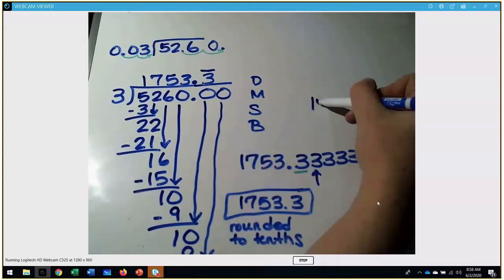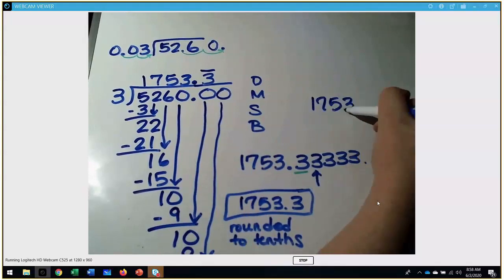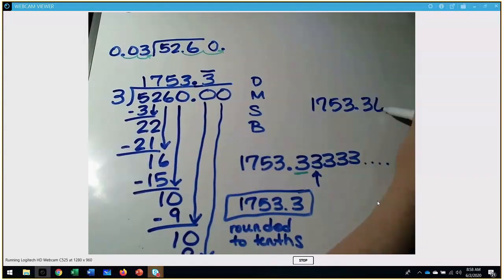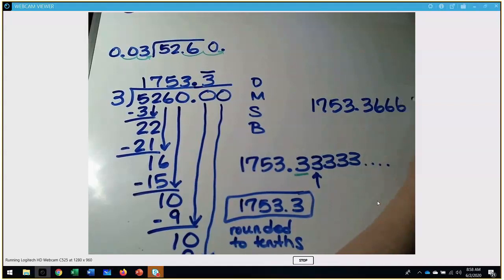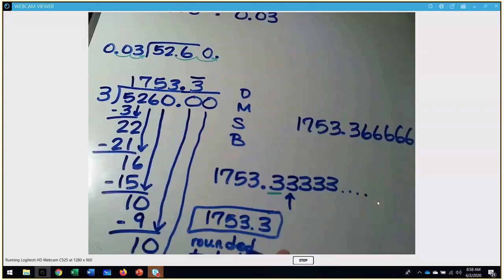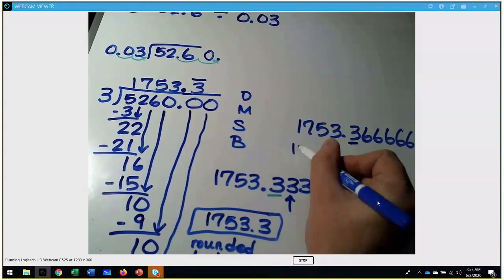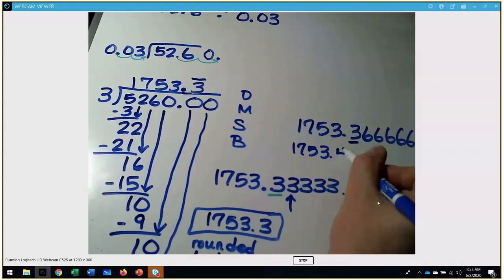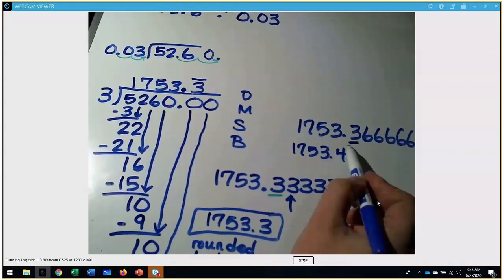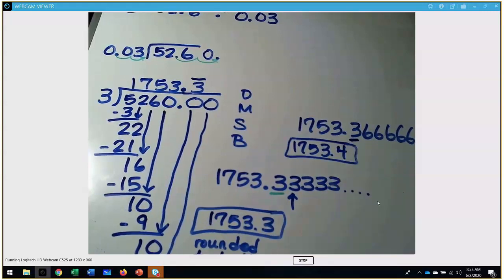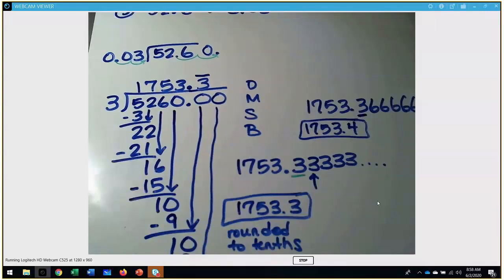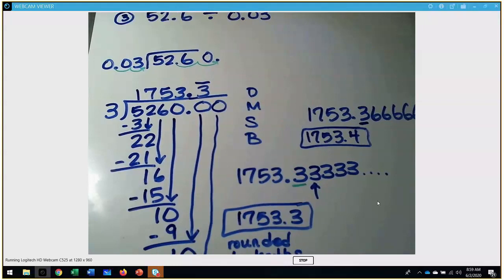If it had been this, let's say this was happening. If it had been this rounded to the tenths, the 3 is what's being rounded, but the 6 would have bumped that up. And then you would have had a 4, and then discard the rest. How do you show that you rounded it up? You don't. You just put it as a 4.